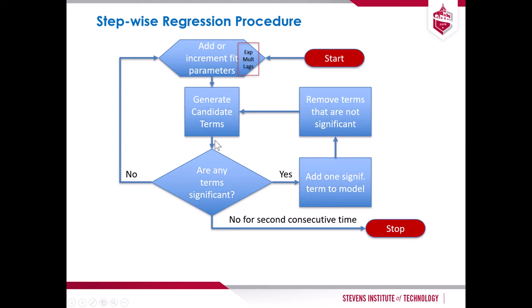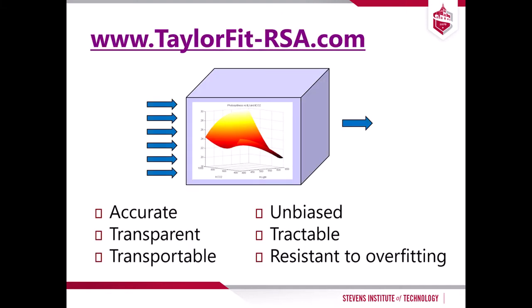When we've gone through this whole thing twice, if we cannot improve the model by adding significant terms or removing any term, then you stop. So it converges absolutely. So I'll show you the example, but you get this complex response surface in n space.